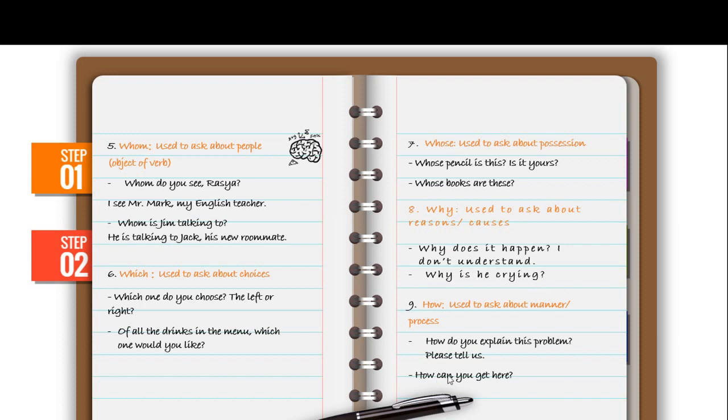And the last, how is used to ask about manner or process. How do you explain this problem? Please tell us. I think you have been very good at this because it's very familiar with you every day. And the second, how can you get here? So how is used to ask about manner or process. You have to explain it chronologically. It should be crystal clear.